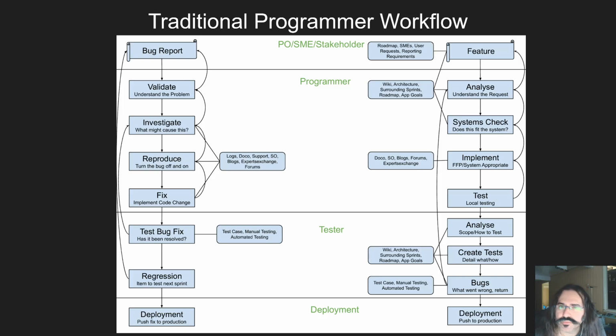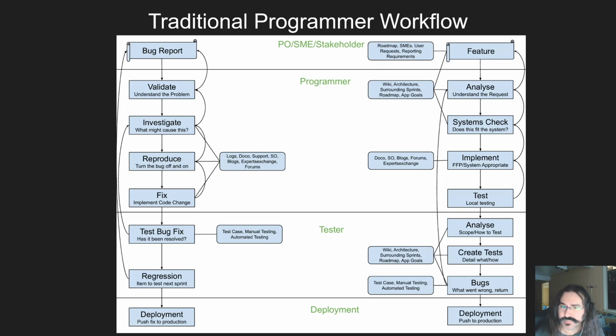The PO who is making this feature, they might use some of the same tools that the programmer would, such as wikis, architecture documentation. They might look at surrounding sprints to get an understanding of what has been and what's coming up. They might use the roadmap, and they may have application goals they need to consult. And the programmer will use those same tools while they're analysing the request to make sure they understand how the feature should work. After that, they will check, does this fit the system?